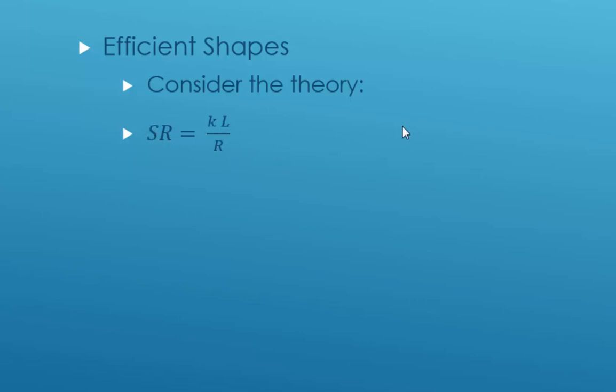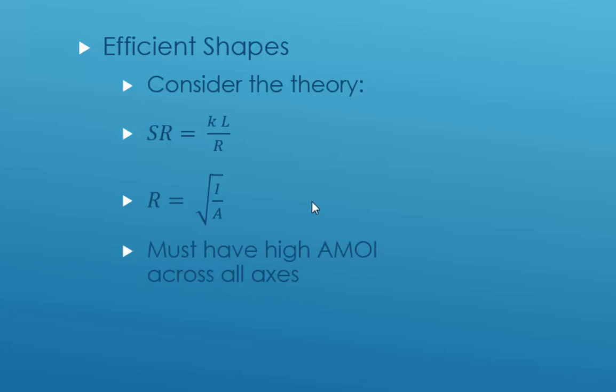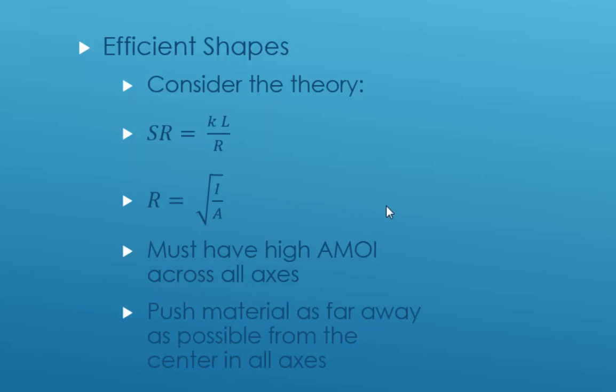So that radius of gyration again is the square root of I over A, and in order to achieve this, you'll want to have a high area moment of inertia with all of the axes, not just one, because it's the weakest axis that's going to determine your critical load. So you want to have that high I 360 degrees across all the axes. That means you want to push that material as far away from the center.